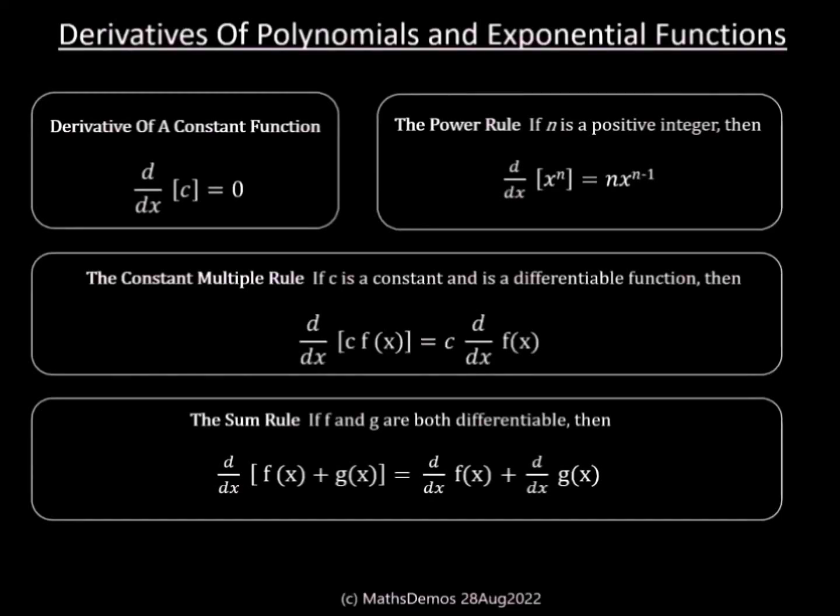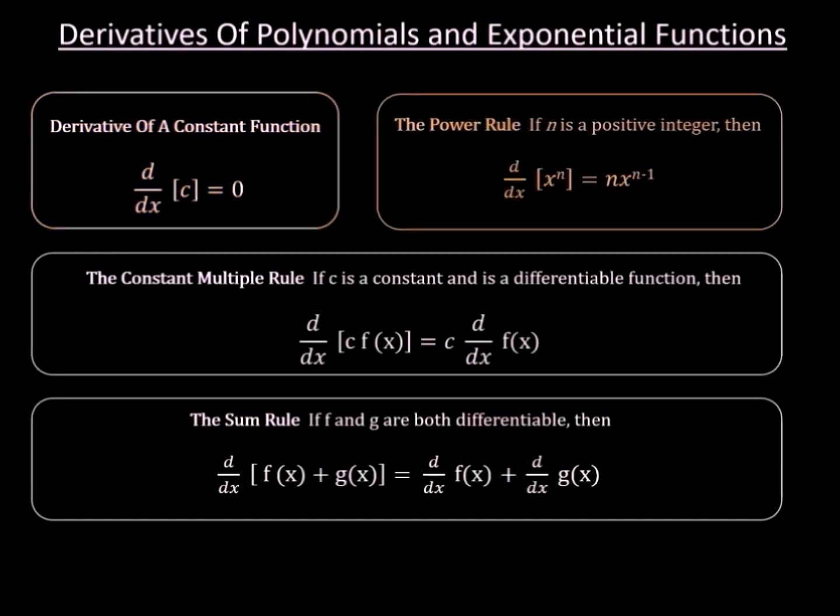Hi everyone, today I am going to go through a couple of examples explaining the derivatives of polynomials and exponential functions. Let's have a look at the formulas that enable us to differentiate constant functions, power functions, polynomials, and exponential functions. Starting with the simplest of them all, the constant function. The derivative of any constant function is always equal to 0.